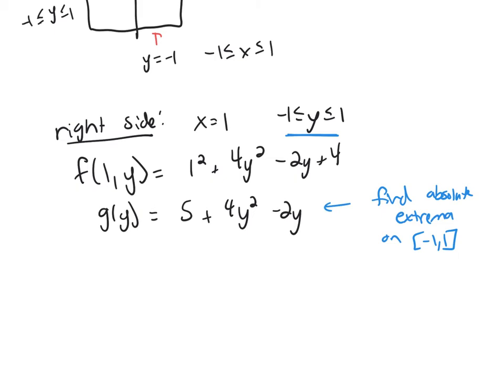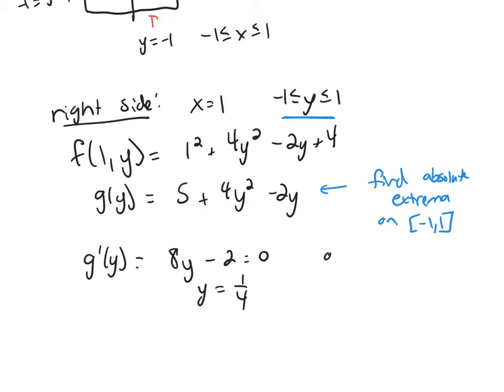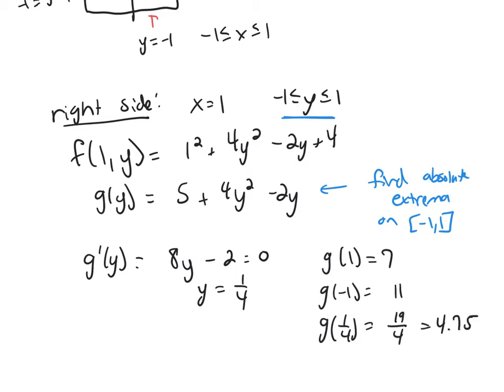So we're going to find the derivative of this equation. This is 8y minus 2. Set that equal to 0 to find our critical number. Y is 1/4. So you're going to plug in 1 and -1, your two endpoints. If I plug in 1, my function is 7. -1, your function's 11. And then plug in your critical number 1/4, 19/4, or 4.75.